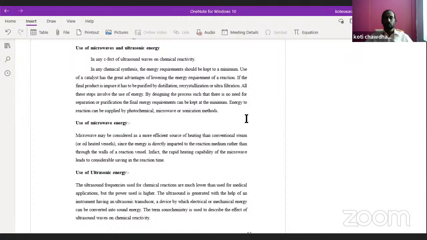Due to that reason, to avoid these unnecessary problems, we use two kinds of alternatives here: microwave energy and ultrasonic energy, for achieving green conditions. Microwave is a much more efficient source of heating than the conventional process. Whenever we heat a substance in a vessel, the microwave energy is directly absorbed by the substance, but the vessel is not heated. At that moment, the reaction mixture absorbs the heat energy from the microwave, which leads to its transformation into the products.